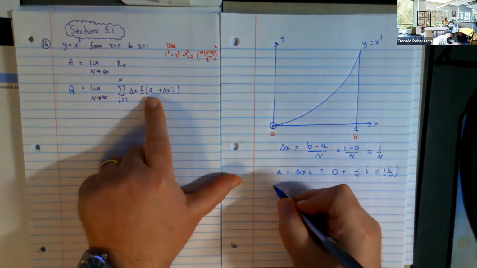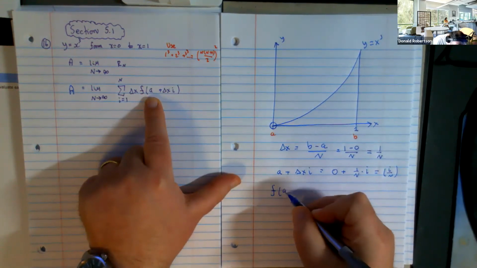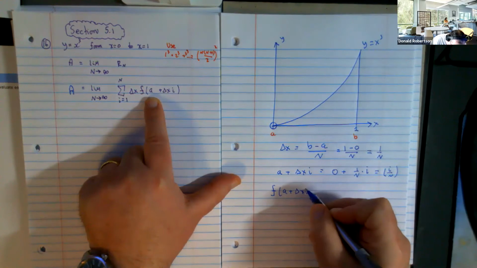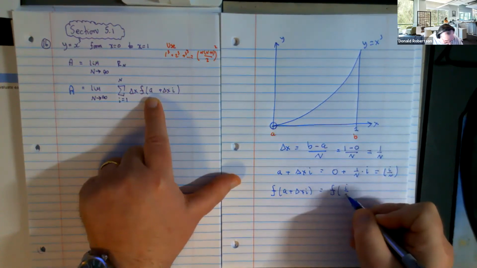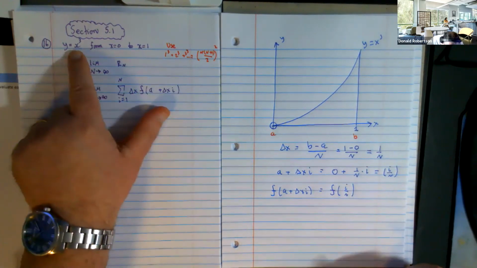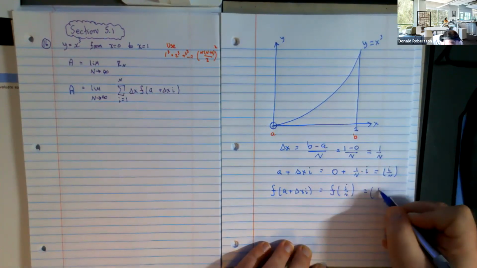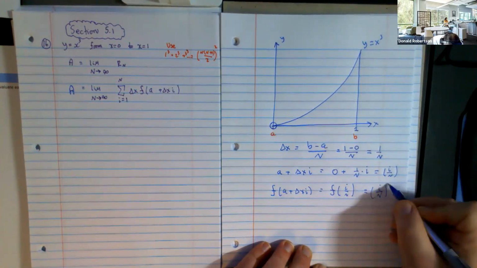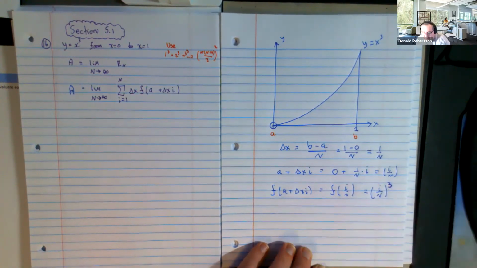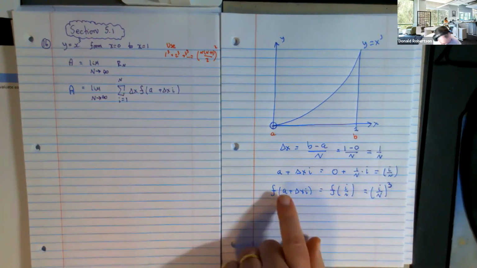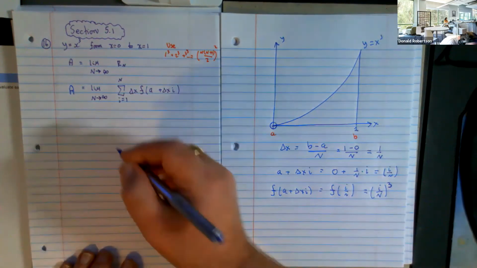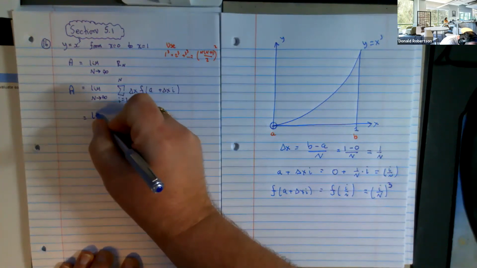And now I need to find out what the value of this function is, which just becomes the value of the function at i over n. And since the function is x cubed, this becomes i over n cubed. You might well watch this video again and say, okay, where did that come from? But right now, I have all the pieces that need to fit in here.